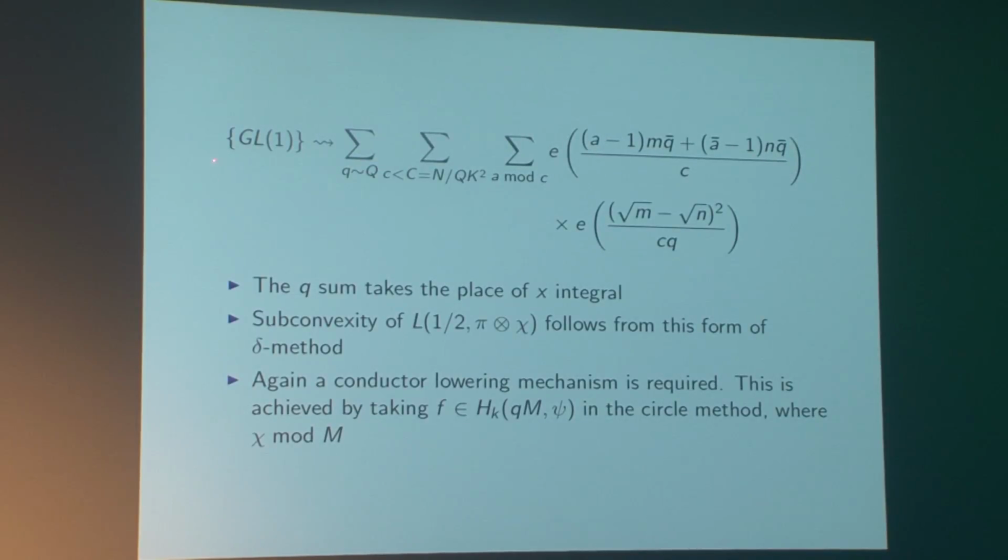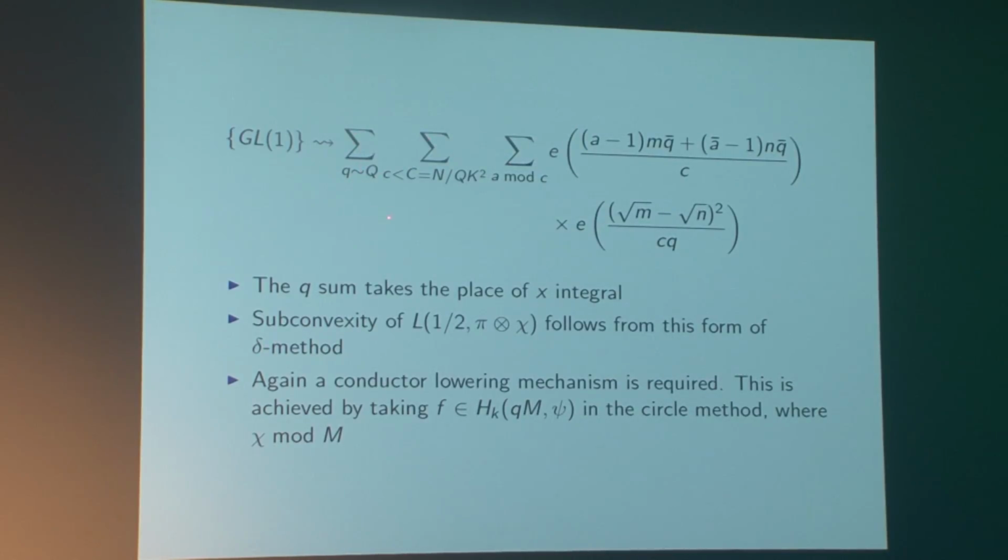Okay, and the GL1 part here looks slightly different. So after some reduction, it looks like this. So this is the analytic oscillatory part, and this is the arithmetic oscillatory part. The good thing is A is not involved in the analytic oscillatory part. It's over here. C goes up to n by q k square. Now you have an extra sum over q also. Okay? And this is like the x integral that you have over there.